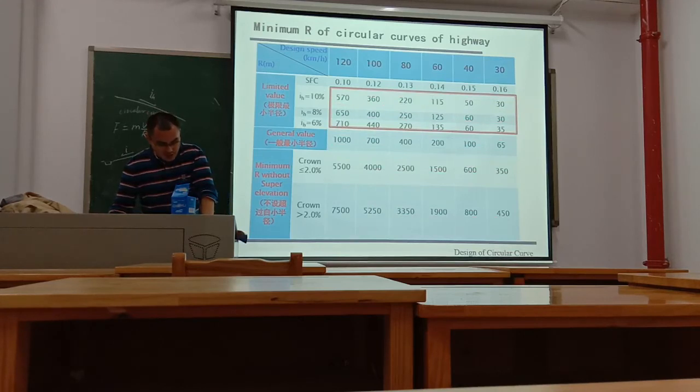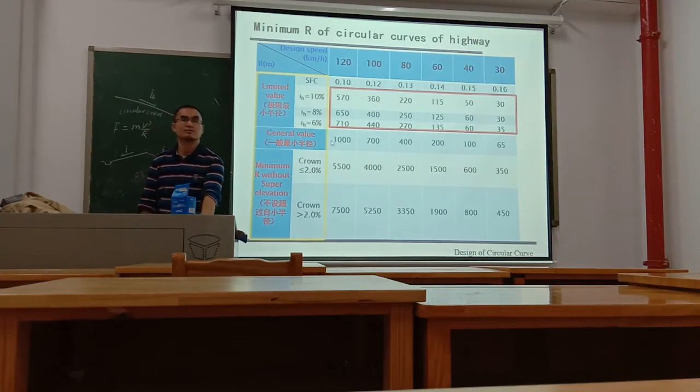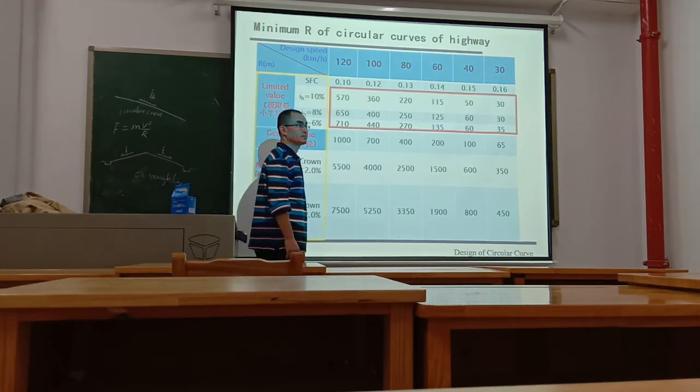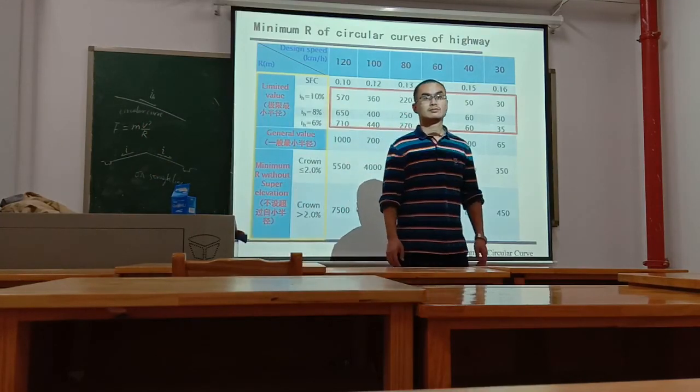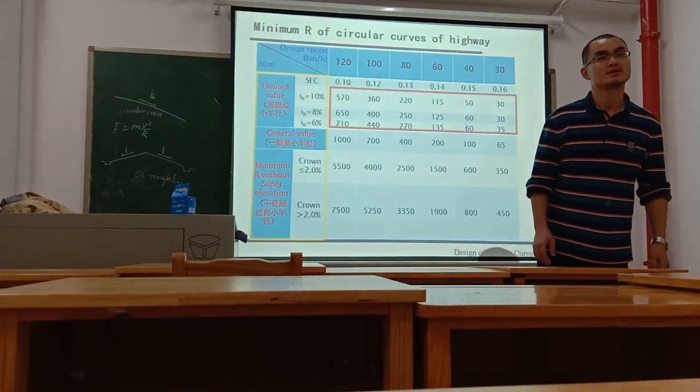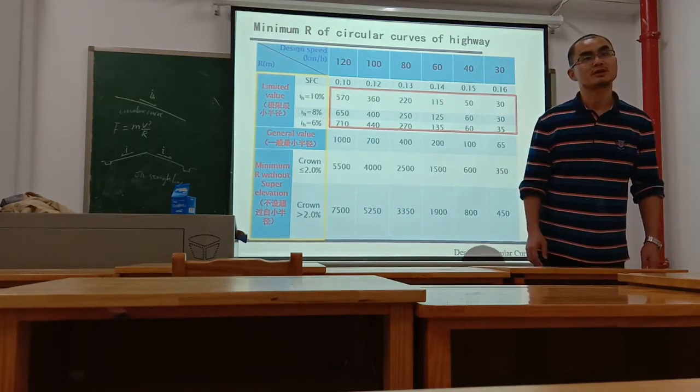Minimum R without super elevation. Why is the radius larger than these values, than the limited value and the general value? Understand? Yes, it will be different speed.